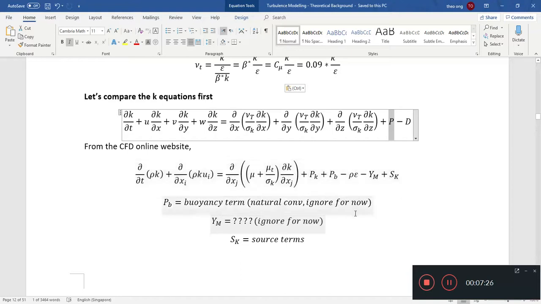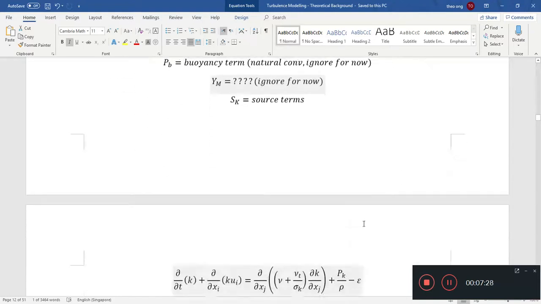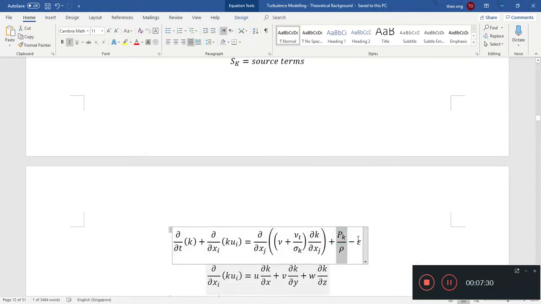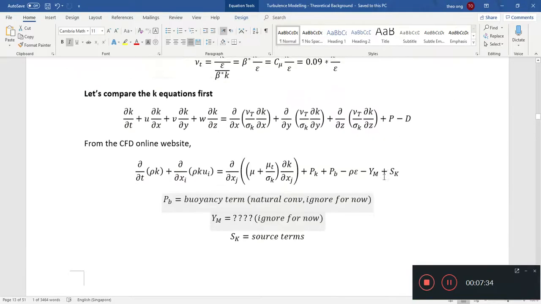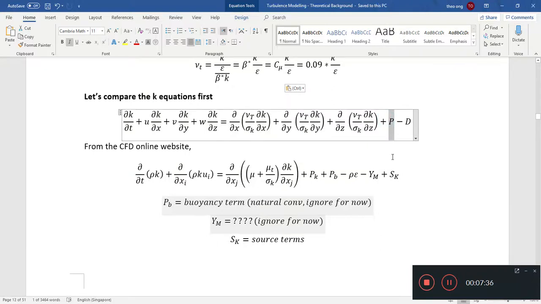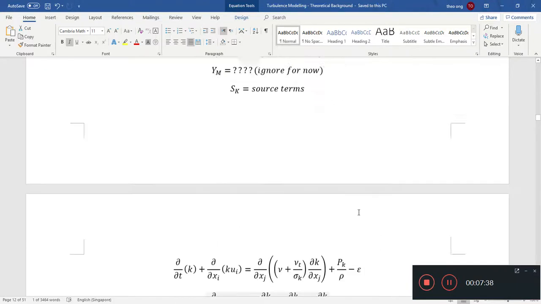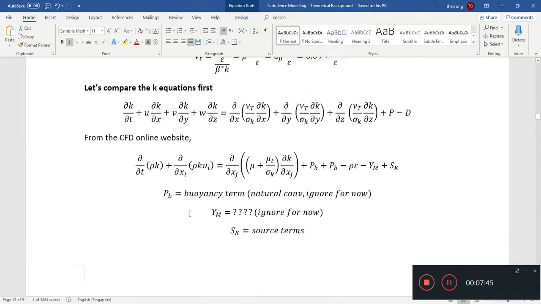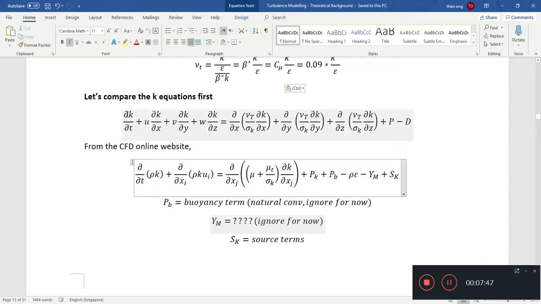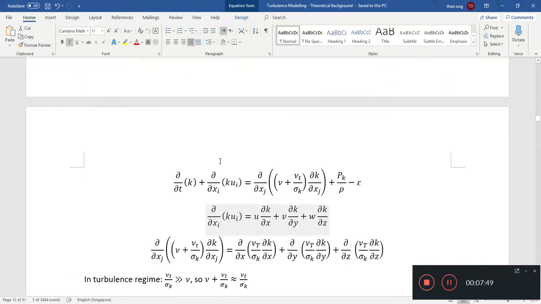So it depends how you define it, but this is how you define it here. And then, it's easy to see this Pk over rho will be equal to this production term, depending on how you define the equation. So D is the epsilon term, which is easy enough. So now it's just to compare these terms to the equation we have above.